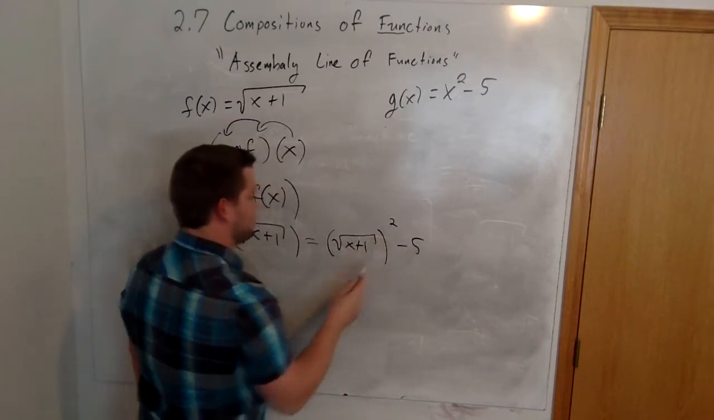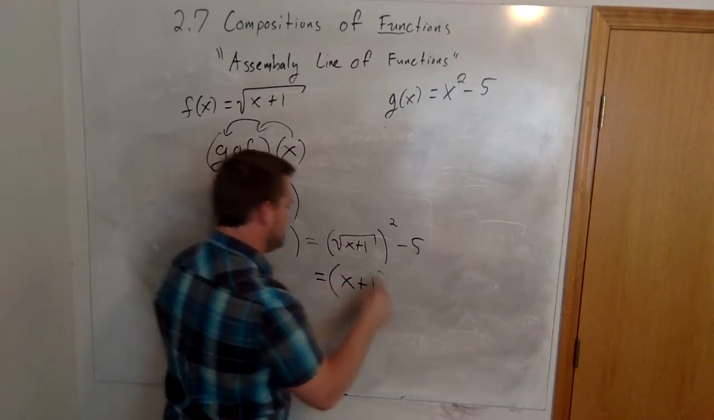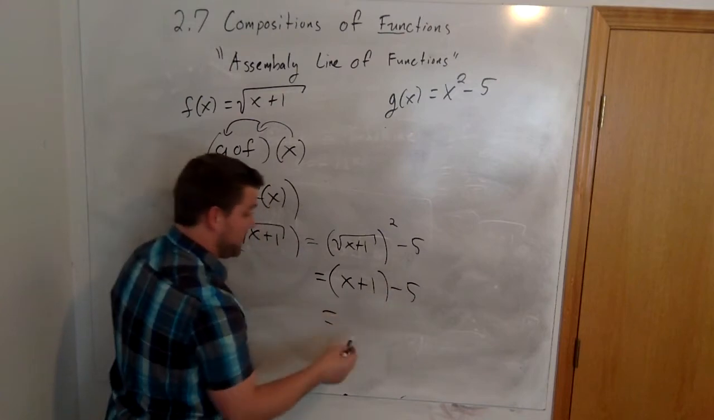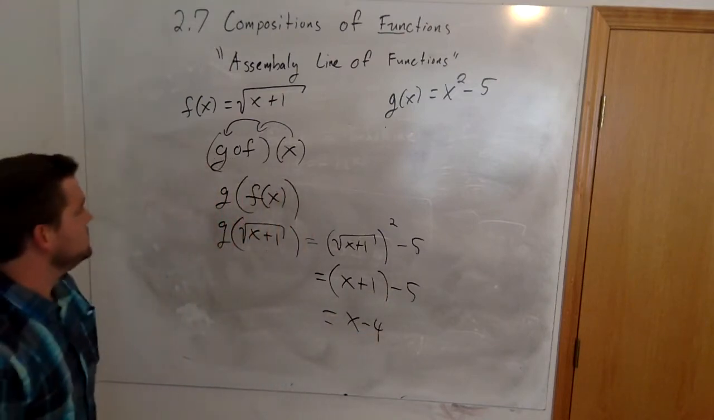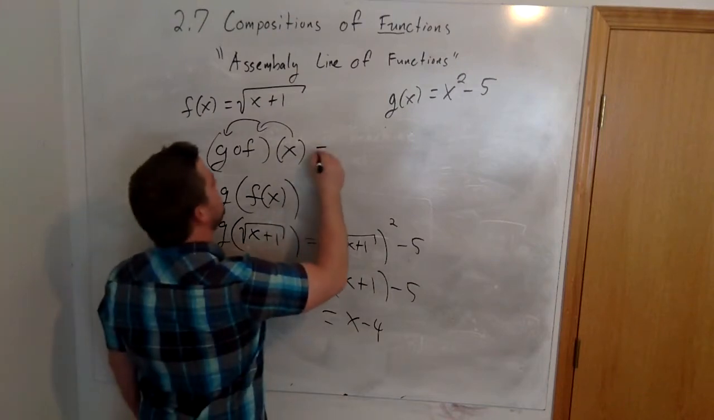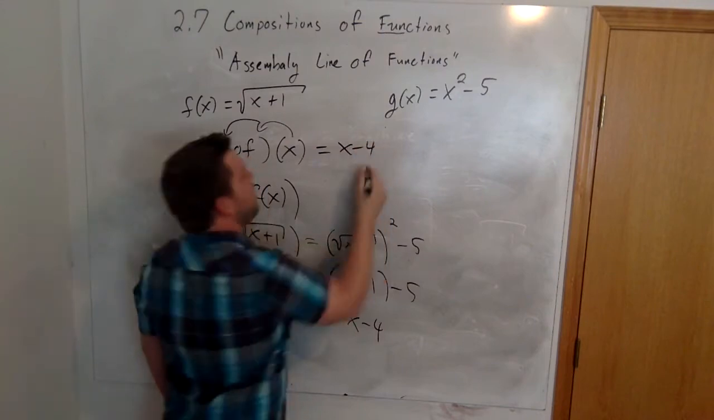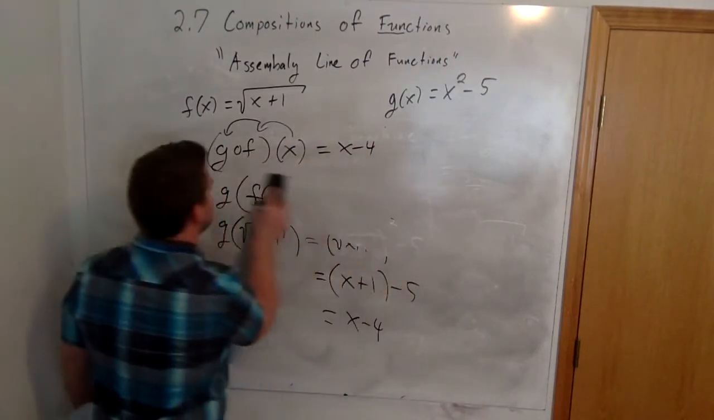Notice that the square root and the square cancel each other out. So this is going to be x plus 1 minus 5, or we just get 1 minus 5. What do we get? Negative 4. This is just x minus 4. So we've built the machine. g of f of x is the same thing as x minus 4. This is so much easier to work with.